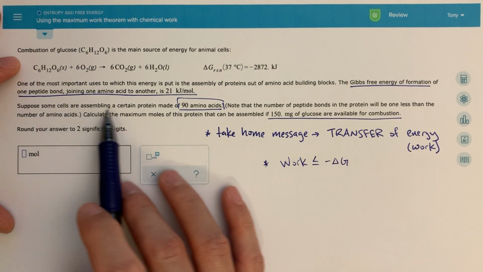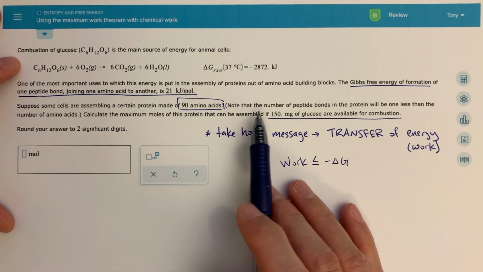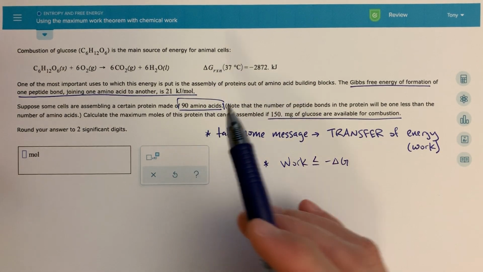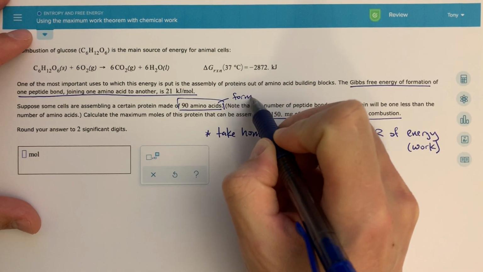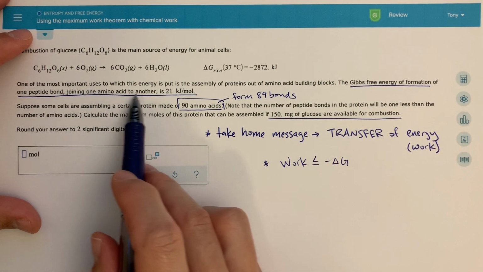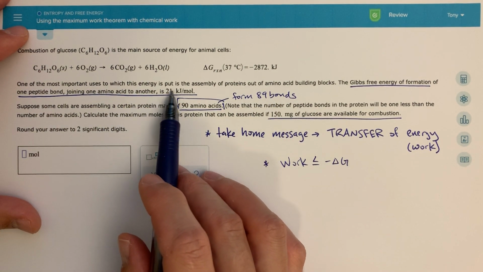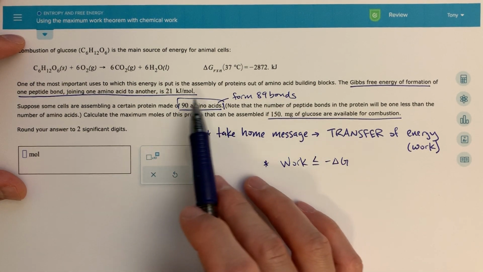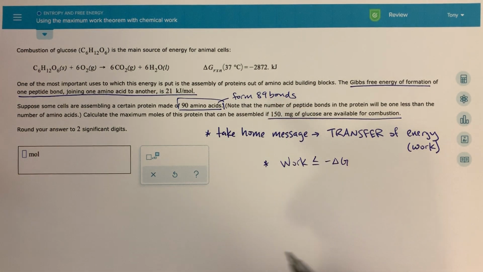The next thing says some cells are assembling a certain protein made of 90 amino acids. Now, there's this note that's, again, a little bit confusing, but the take-home message is if you have 90 amino acids that you want to bond together, what this is saying is that you need to form 89 bonds. And that's these one amino acid to another, these peptide bonds. We need to form 89 of them. Each one of them requires 21 kilojoules per mole of energy to create. And if we want to build this protein with 90 amino acids, we're going to need to form 89 bonds. That's what this sort of note is basically saying.